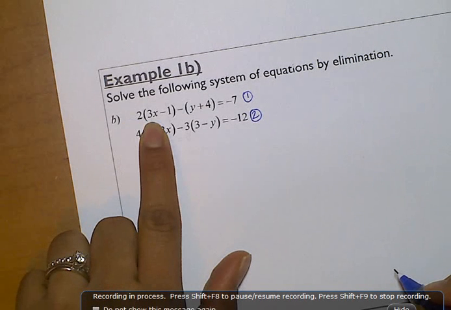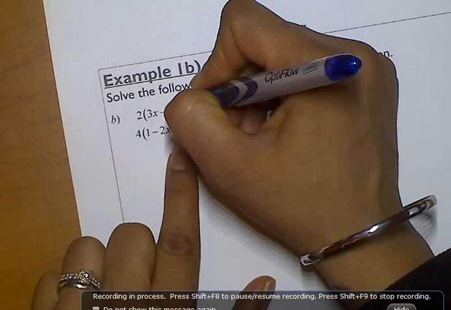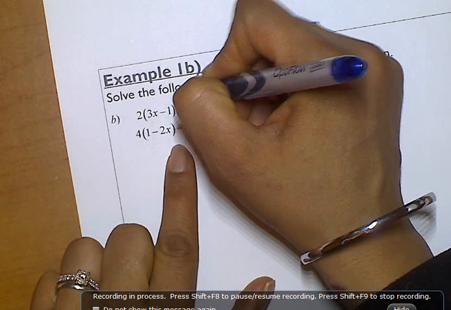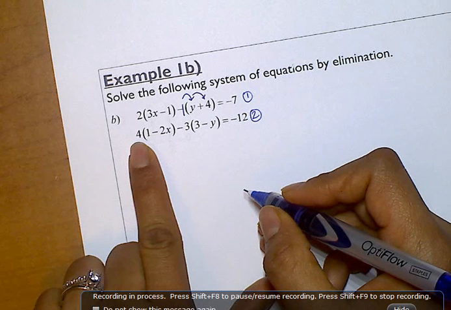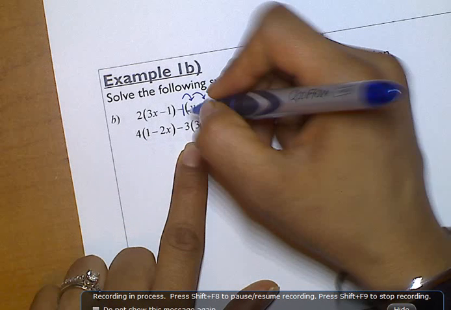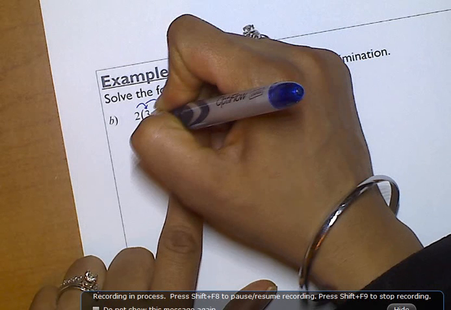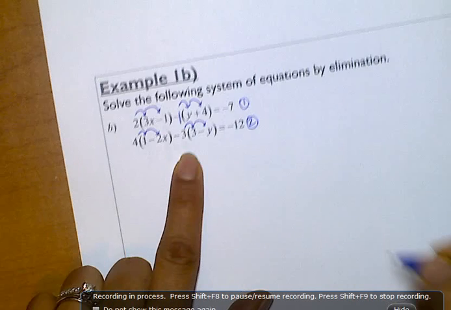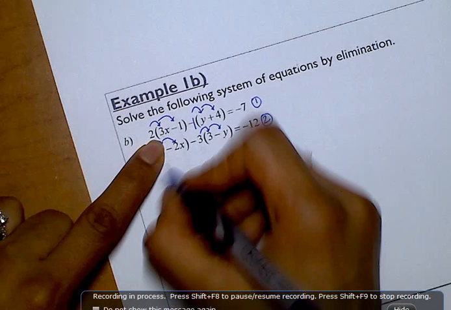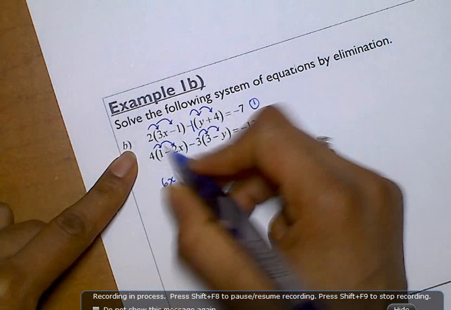So let's go ahead and do that and collect our like terms. So 2 times 3x is 6x, 2 times negative 1 is a negative 2, minus 1 times y is a negative y, and minus 1 times 4 is negative 4 equals negative 7. And I'm just going to simplify that.